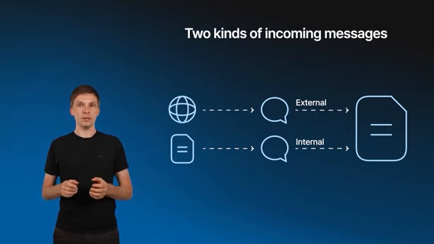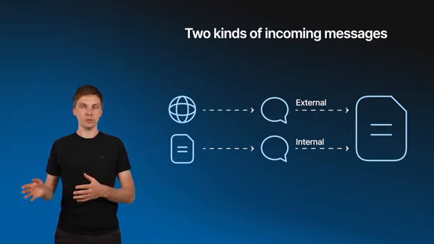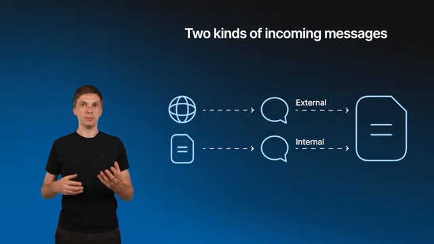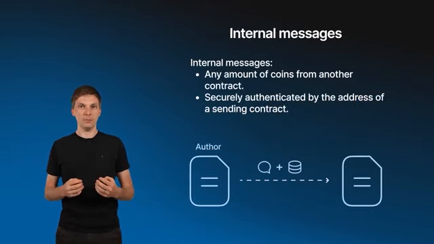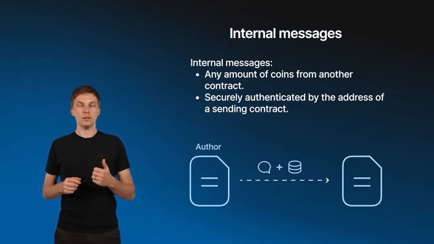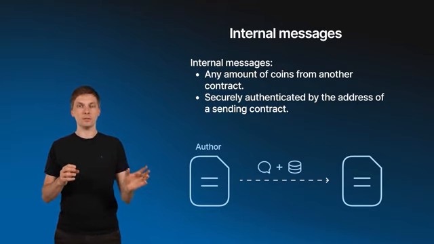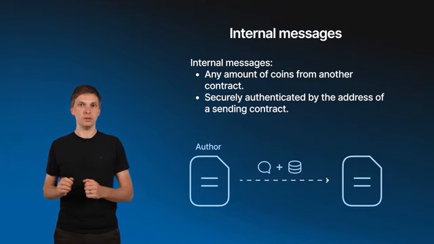The internal messages are those that are sent by contracts to other contracts. And these messages have a little bit more rich structure. First of all, the internal messages can carry balances. And when a contract sends a message to another contract, it can attach any amount of coins to it. Second, those messages are securely authenticated by the address of a sending contract. And the entire architecture of TON guarantees to the contracts that this address of a sender is correct. And this is very important for authentication of the internal messages that we will talk about in later lessons.